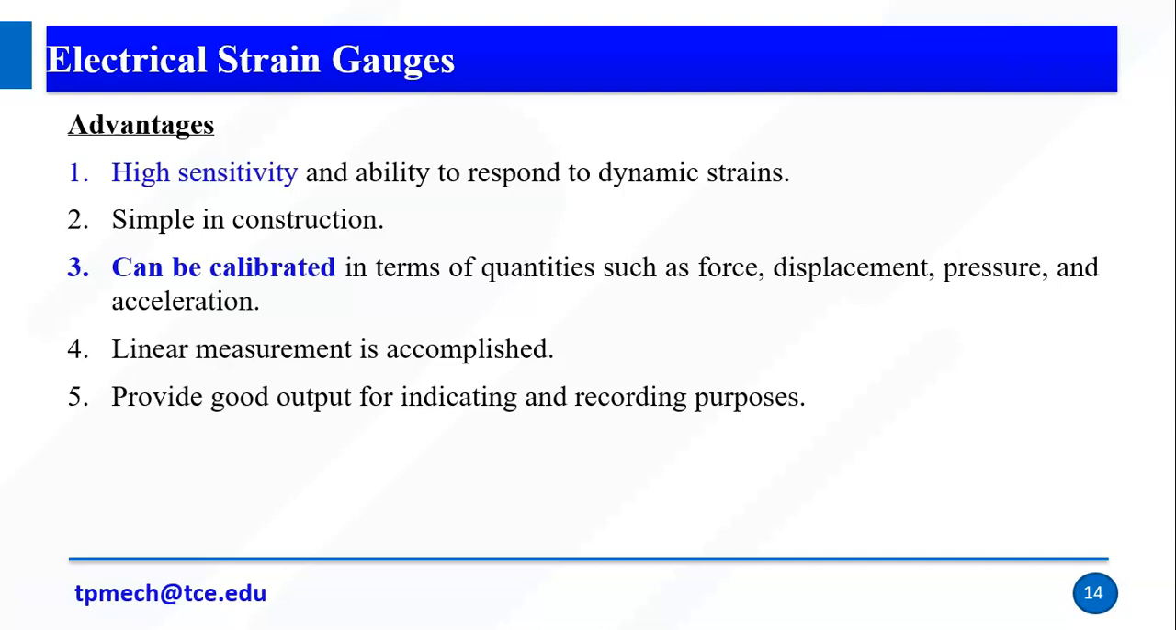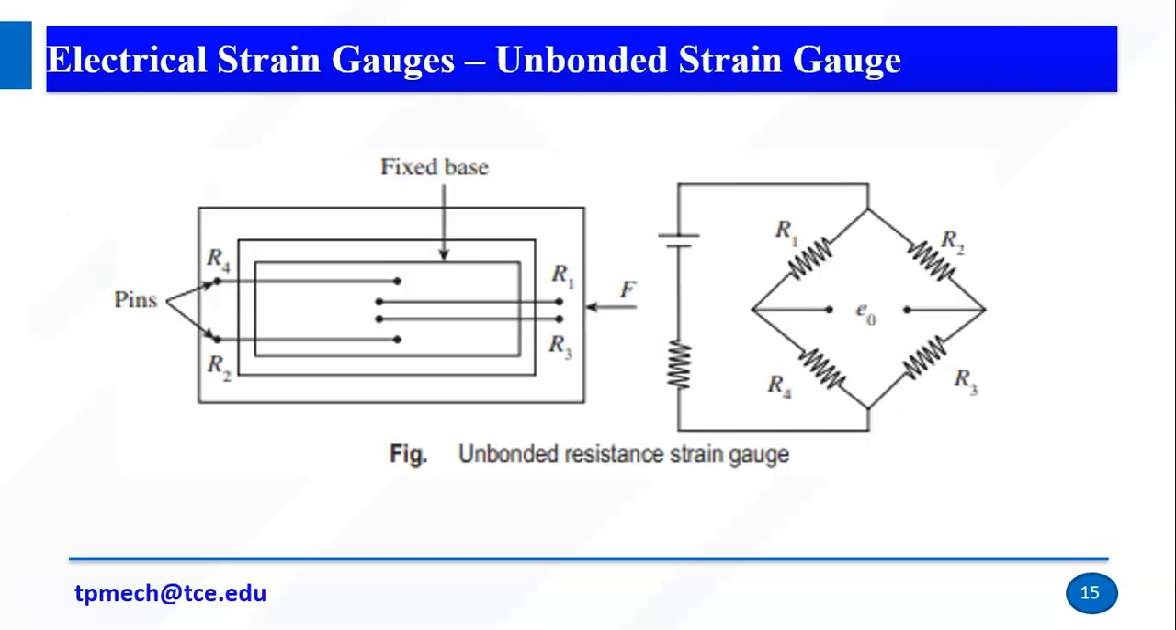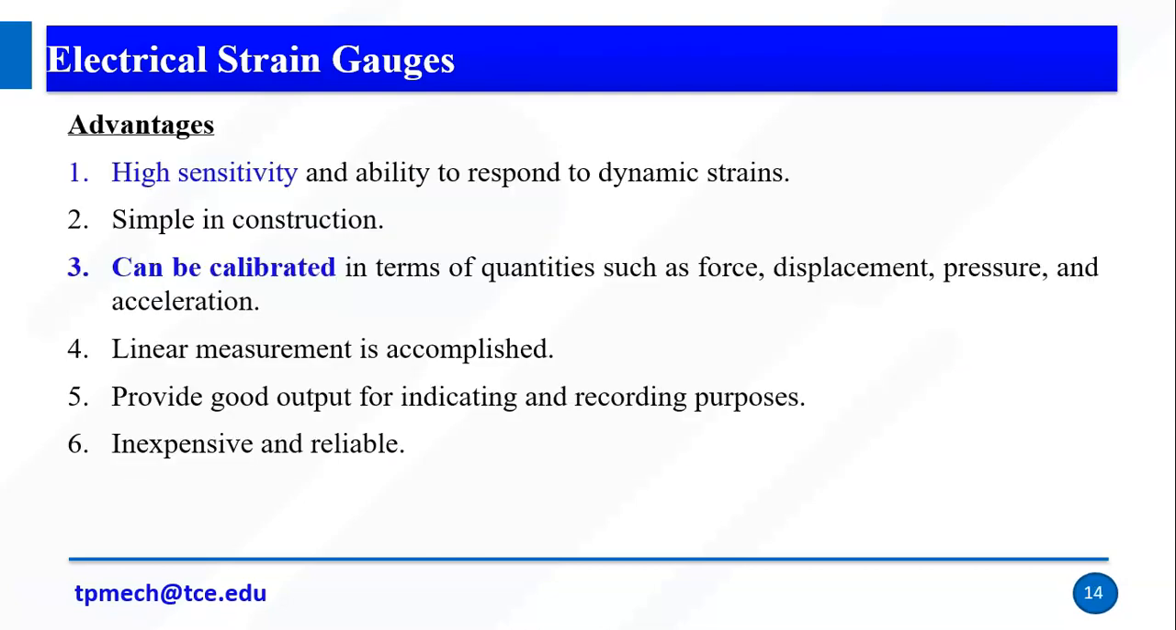It has a good output for indicating and recording purpose. So it will give you the good output. It is inexpensive and reliable. Right. So these are the advantages of electrical strain gauges.